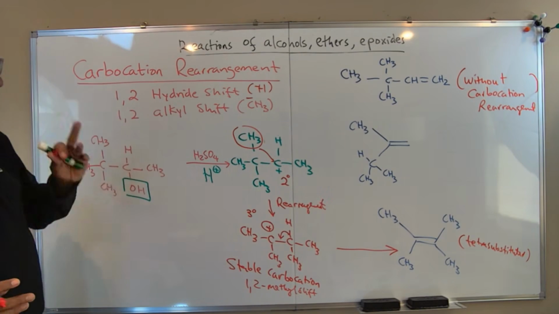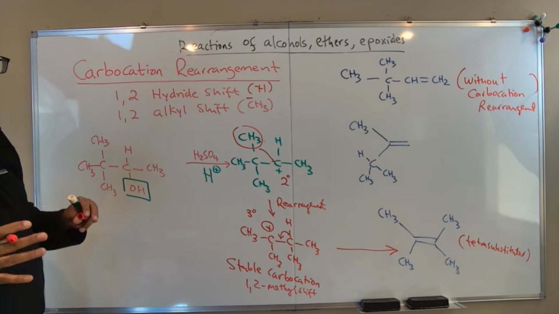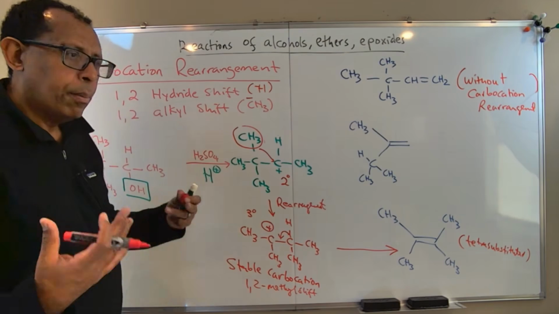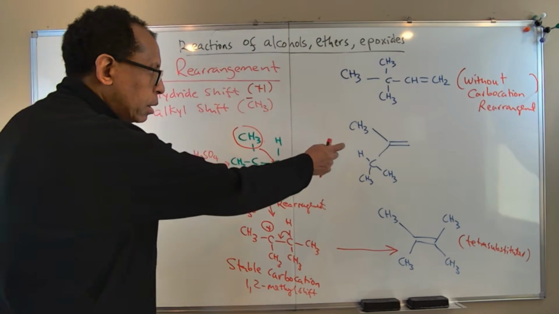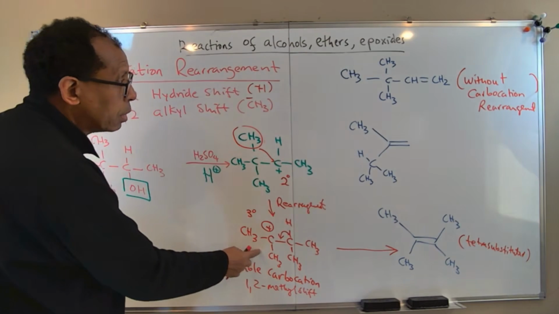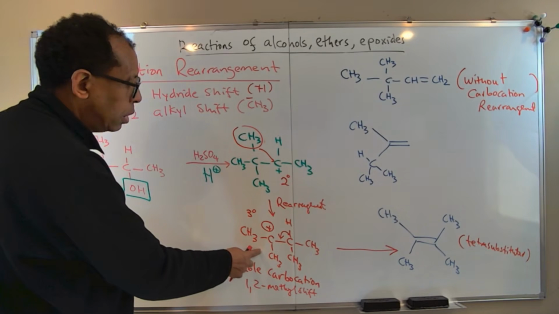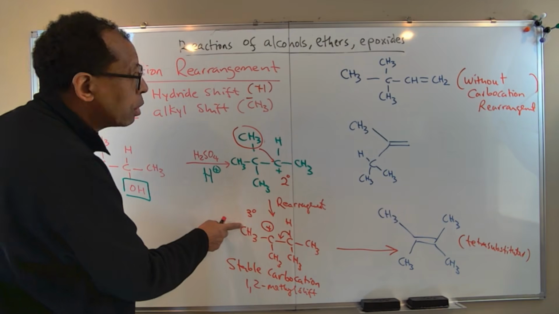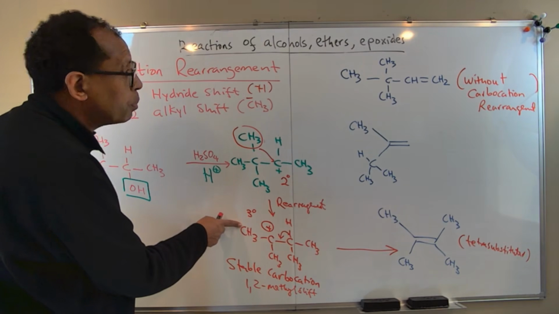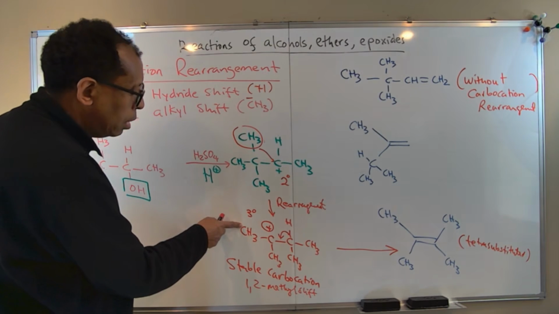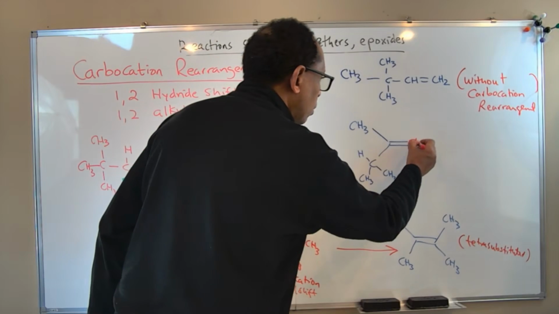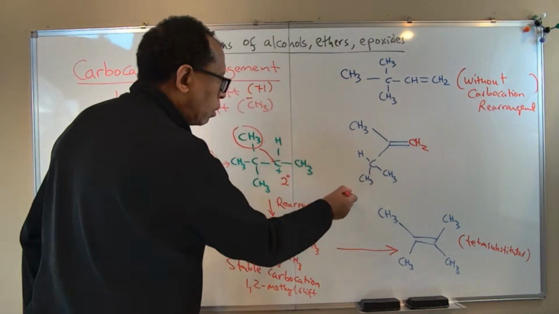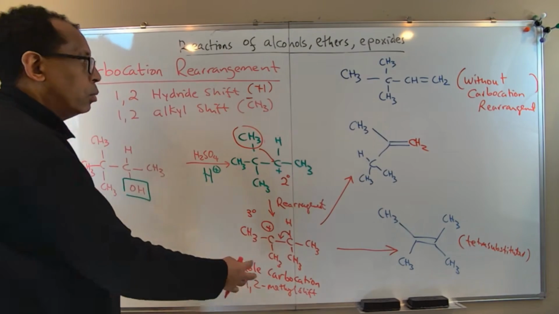So carbocation rearrangement is a way of creating a more stable carbocation. Hence, you get a more stable product. For example, this one is also created from this, even though it's minimal. By just losing one of the hydrogens from here, the CH2 would be on this. So this is also coming from a rearranged one.